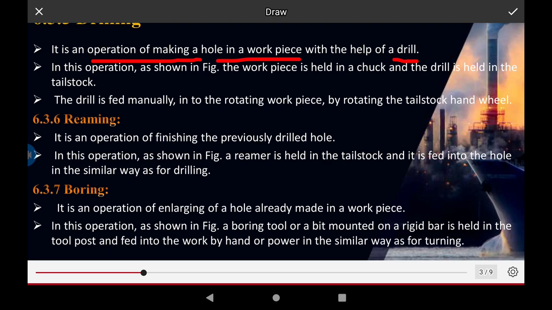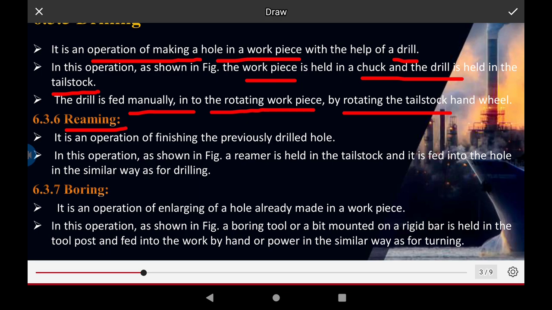In this operation, as shown, the workpiece is held in the chuck and the drill is held in the tailstock. The drill is fed manually into the rotating workpiece by rotating the tailstock handwheel.